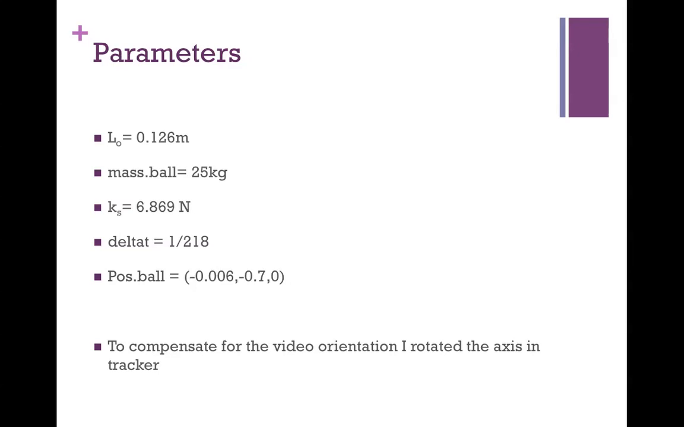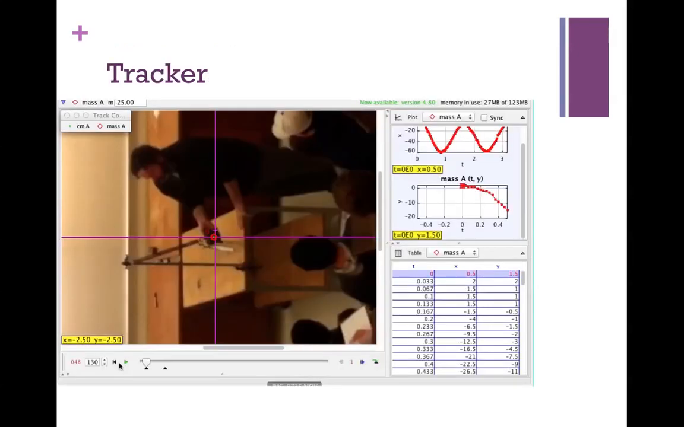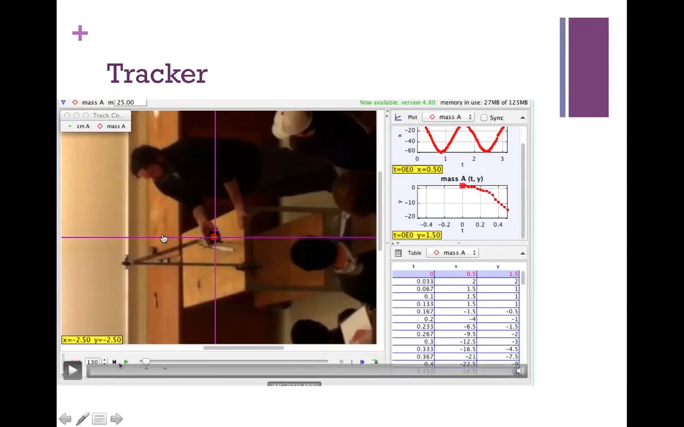And you'll see when I go to the tracker video, I had to compensate for the orientation of the video, so I just rotated the axis. So you can see this is the positive y, this is negative y, negative x, positive x. So just as it were, had the video been flipped.